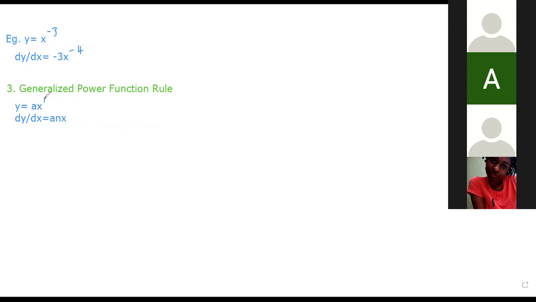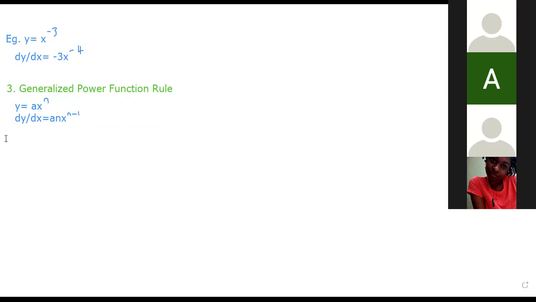So I have y is equal to a x to the power n. You multiply a n x to the power n minus 1, the same, but the a and the n will multiply and there will be numbers. So it's similar to the power function rule.